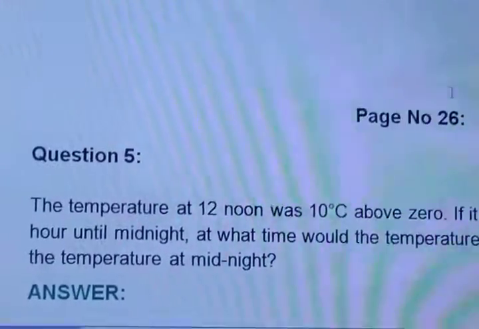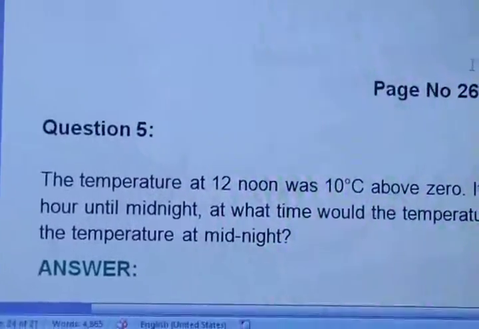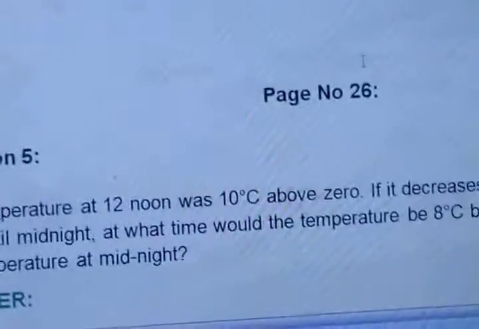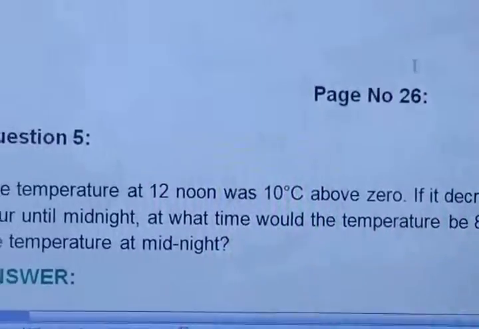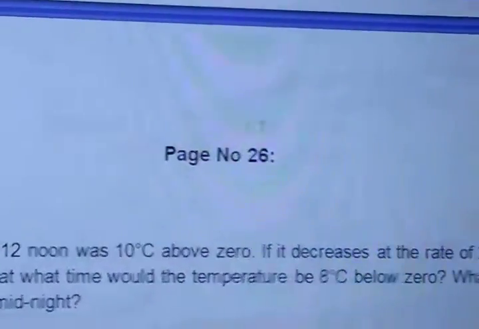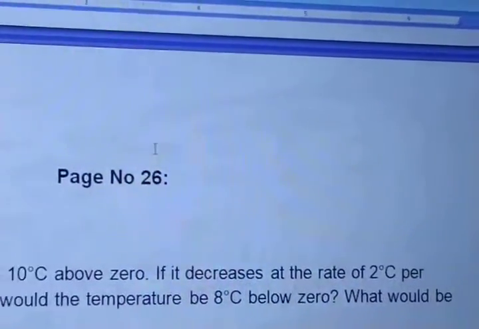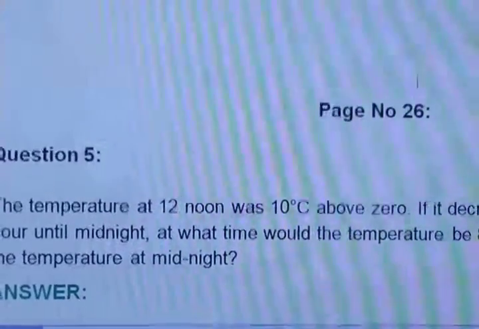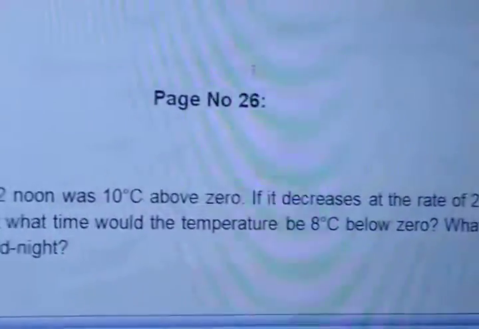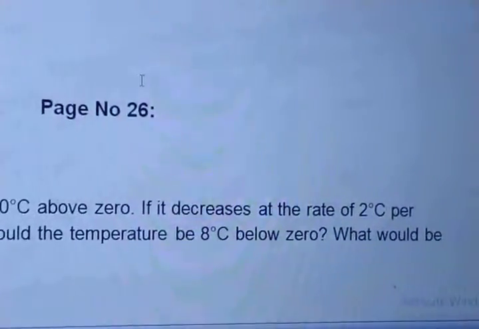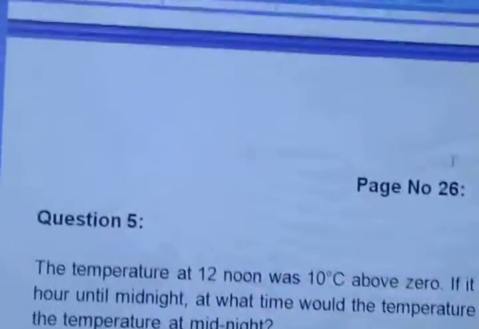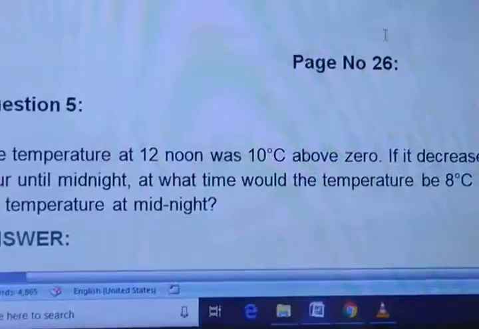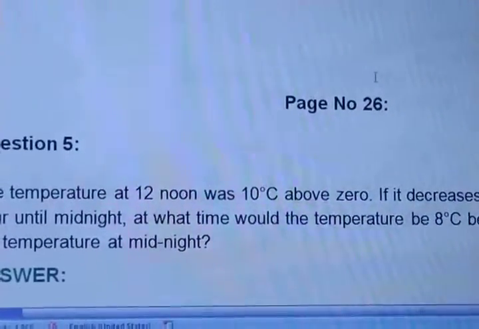Now let's come to question number 5. What question number 5 wants to say is, the temperature at 12 noon was 10 degrees Celsius above zero. If it decreases at the rate of 2 degrees Celsius per hour until midnight, at what time would the temperature be 8 degrees Celsius below zero? What would be the temperature at midnight? Midnight means 12 hours after 12 noon.